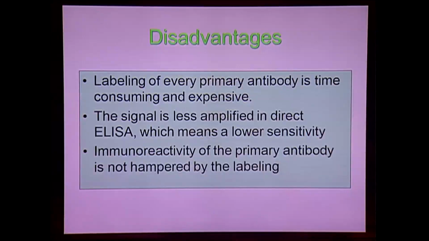Now disadvantages are also there in direct ELISA. Since the antigen is directly tagged with the primary antibody, each time we have to tag the enzyme with the primary antibody. So it is time consuming and at the same time expensive. Immunoreactivity of the primary antibody may be hampered by the labeling, and the signal is less amplified in direct ELISA.